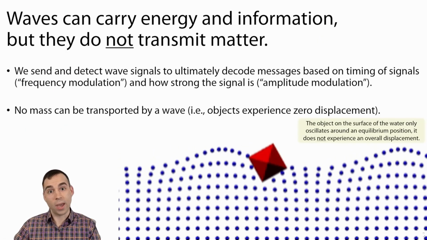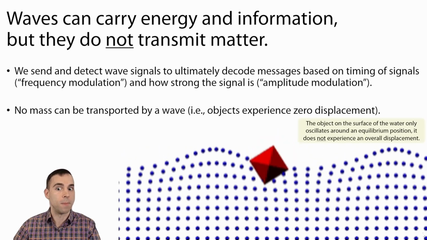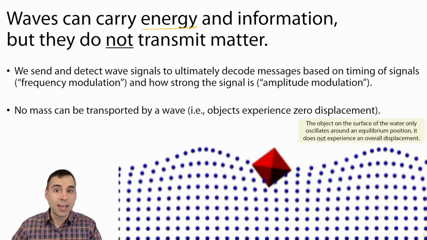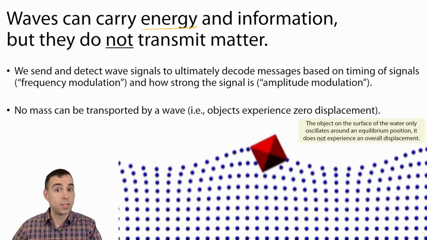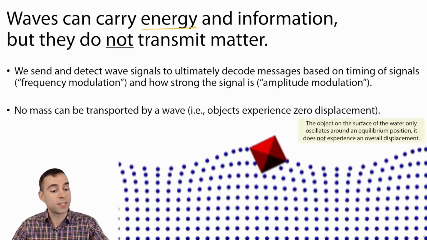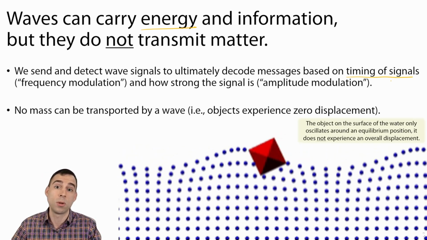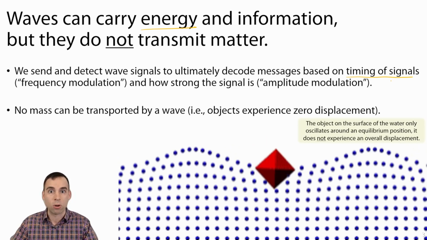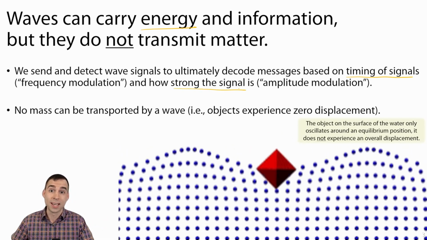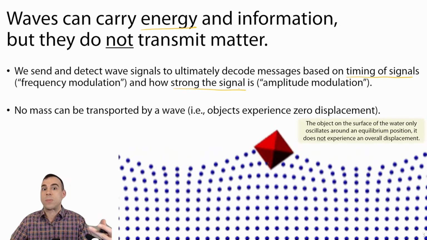It's important to note that waves do not actually transmit matter. They don't move the particles in the medium in the grand scheme of things. They only transmit energy, and this energy can be used to encode information by sending wave signals. For example, if we send wave signals at different timing, we could encode some type of signal that could be received, and this is called frequency modulation, or FM radio. On the other hand, we could modulate how strong a wave signal is. This is called amplitude modulation, and this is one way that waves can be used to transmit information.